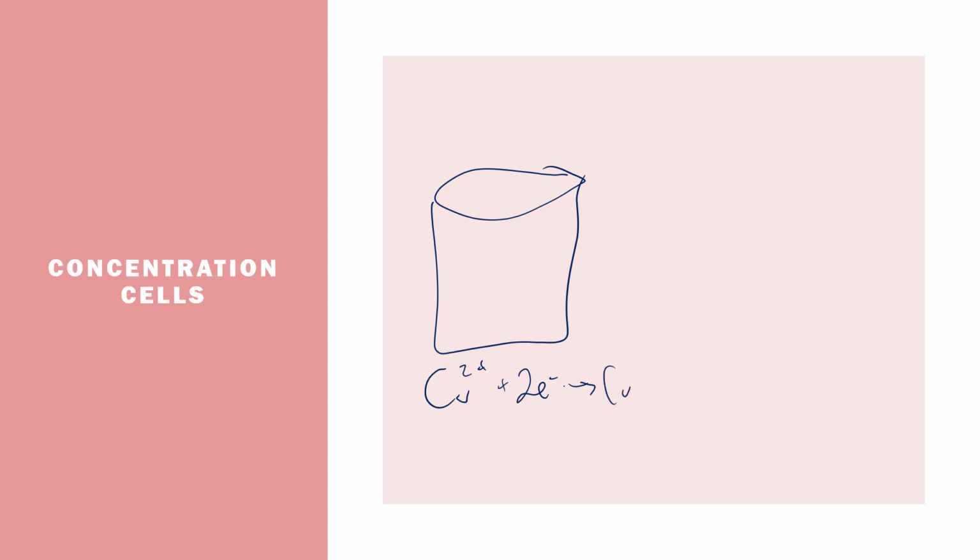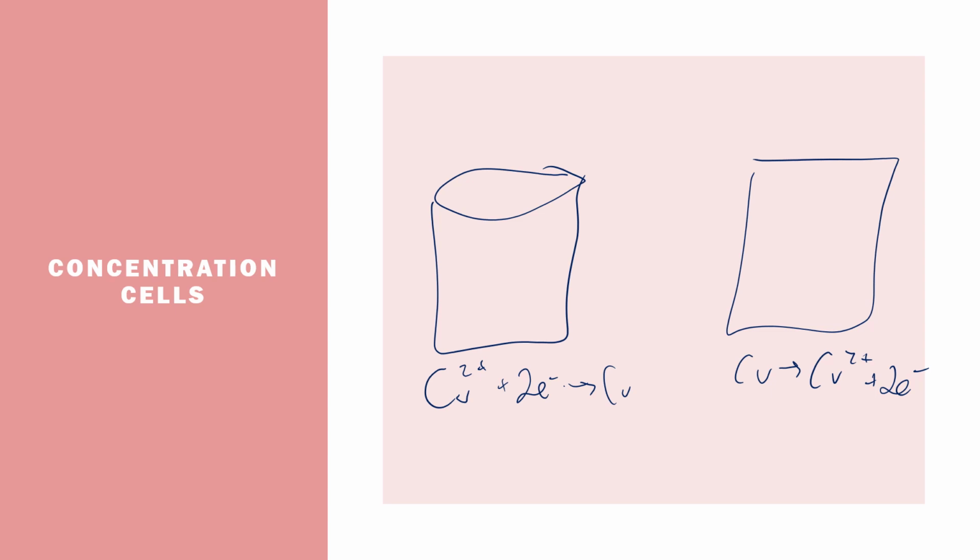Okay, so the last kind of thing I want to look at here is concentration cells. A concentration cell is when you have two half cells that are the same element or the same reaction going on. So a good example would be if one half cell might be copper 2 plus plus 2 electrons yields solid copper, and my other half cell, the reverse would be happening. So copper yields copper 2 plus plus 2 electrons.